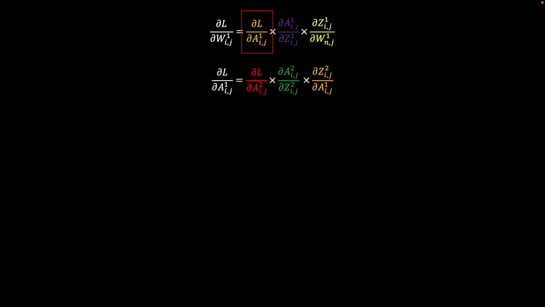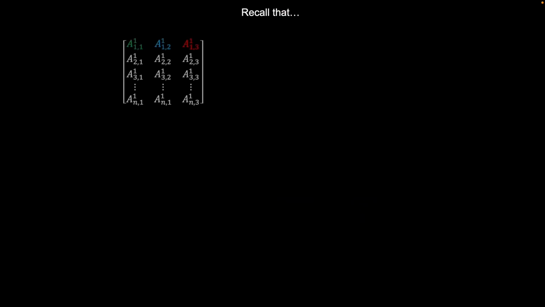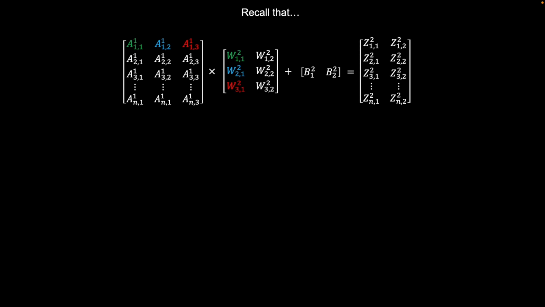Now, we need to look at the first term of this equation, which is the derivative of the loss with respect to A1. We've actually already defined this on a previous slide with the following expression, and we've actually calculated the first two terms already. Now, for the last term, which is the derivative of Z2 with respect to A1, we need to recall that Z2 is equal to the following expression. So, A1.W2 plus the biases of the second layer is equal to Z2.